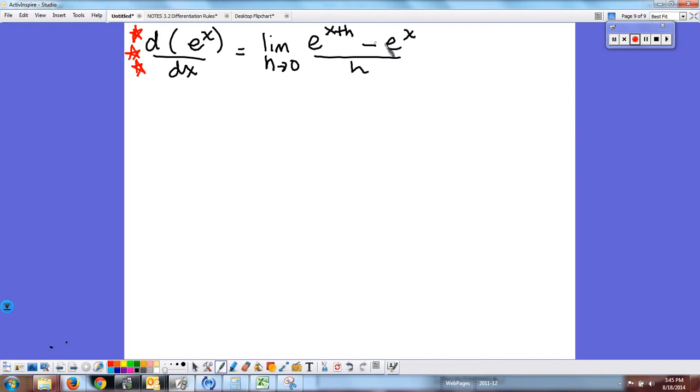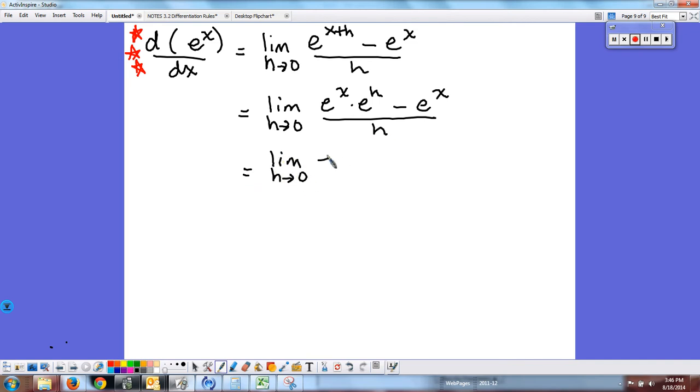Now basically I'm going to do a little factoring. Maybe let's remind ourselves of the little exponent rules. This is the same as e to the x times e to the h, because you add your exponents, minus e to the x over h. I'm going to factor out the e to the x. We have e to the h minus 1 all over h.